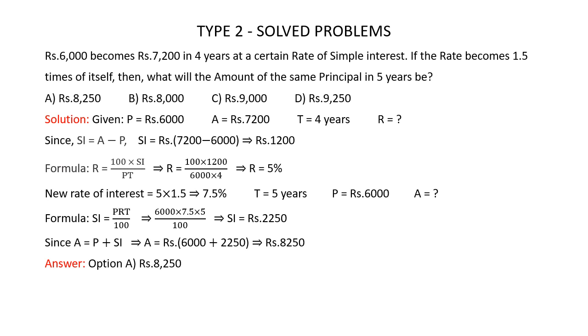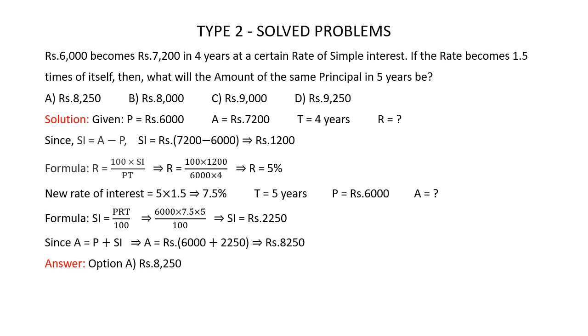Now we know that simple interest is equal to amount minus principal. So simple interest is equal to rupees 7,200 minus 6,000, which is rupees 1,200. So the simple interest is rupees 1,200. Now it's given that the rate becomes 1.5 times of itself. But here we do not know what is the old rate of interest.